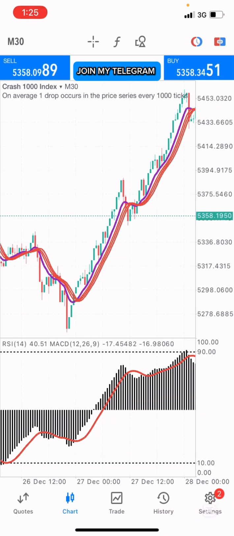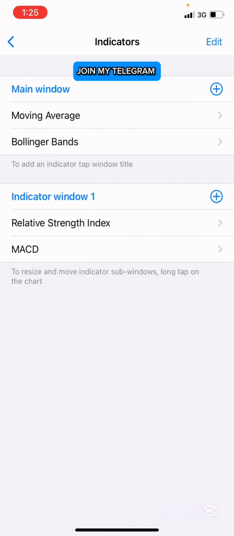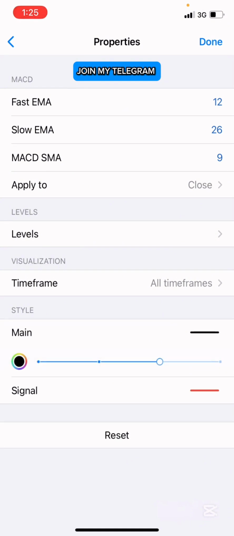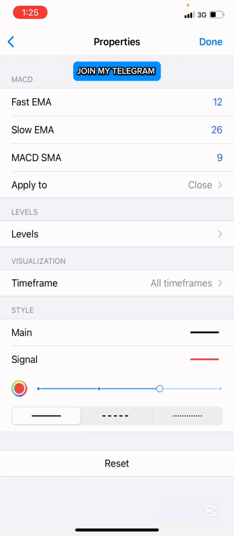The last indicator is going to be the MACD. For the MACD, you put the fast EMA on 12, slow EMA 26, MACD SMA 9. You apply to close. For the main color on the style, you put that on 3 pixels with black color. The signal, you put that on 3 pixels with red color, with this first red line. Then you click on done.